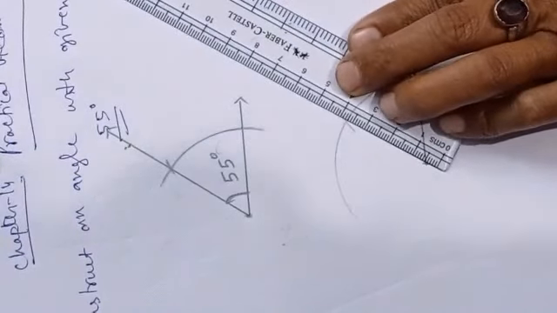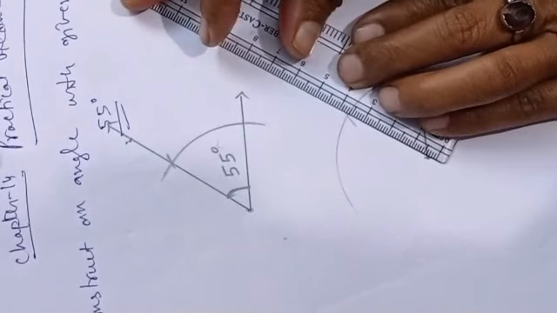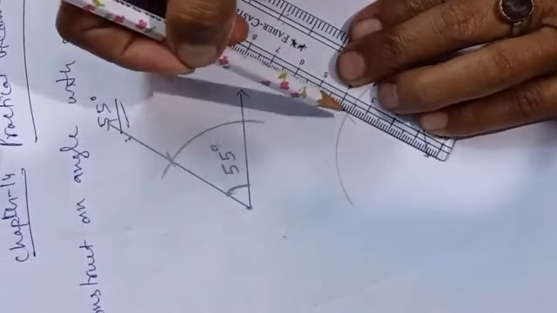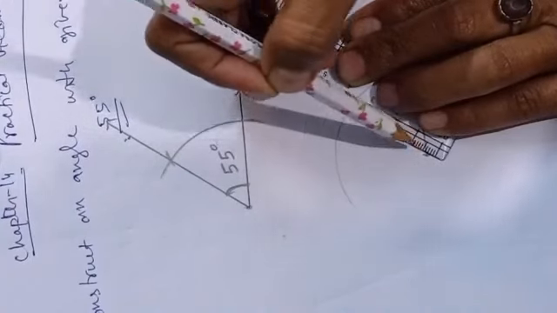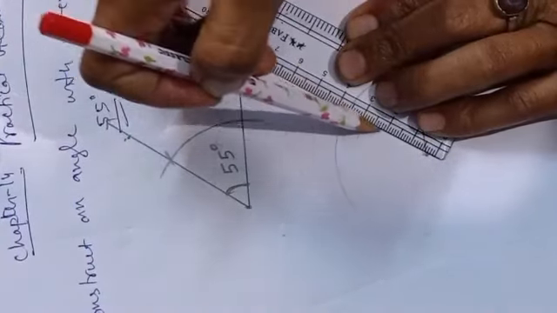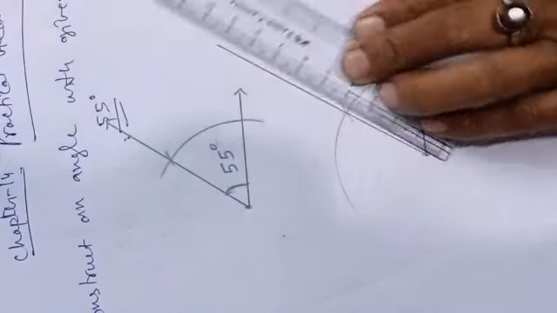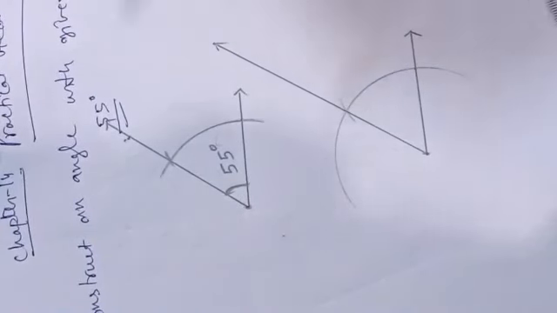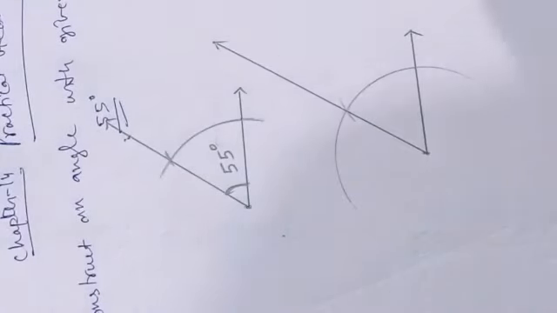Okay, set the ruler properly, otherwise that measure will be disturbed. So first you mark this point, yes, this one, then draw the line. Yes, extend the line. It is another ray. Now I will check that measure is perfect or not.